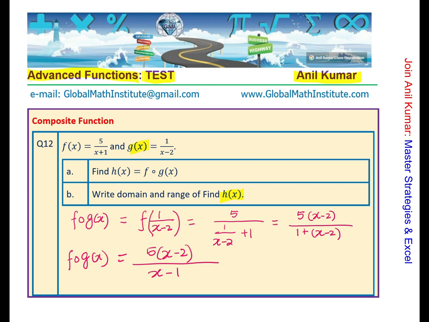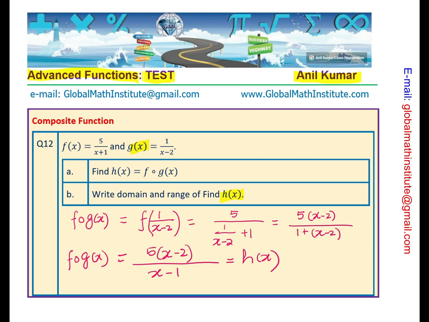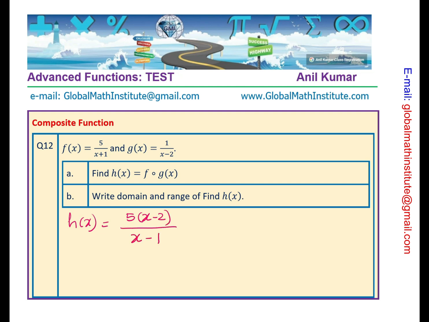Now the second part of this is to write the domain and range of h of x. Now this is h of x, right? So how will you write the domain and range of this function? Let us take it on the next page to write down the domain and range of this function. 5 times x minus 2 divided by x minus 1, right?